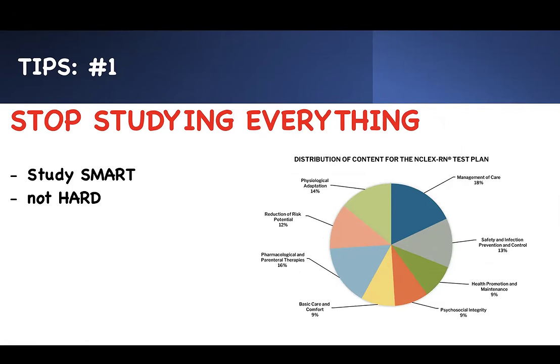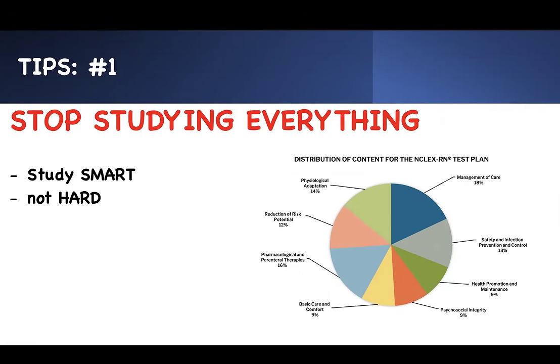Pharmacology and parenteral therapies, 16%. Safety and infection control, 13%. Health promotion and maintenance, 9%. Psychosocial integrity, 9%. Basic care and comfort, 9%. If they give you this, they're screaming at you that this is what you need to do. If you take exactly 85 questions, I can tell you the breakdown.